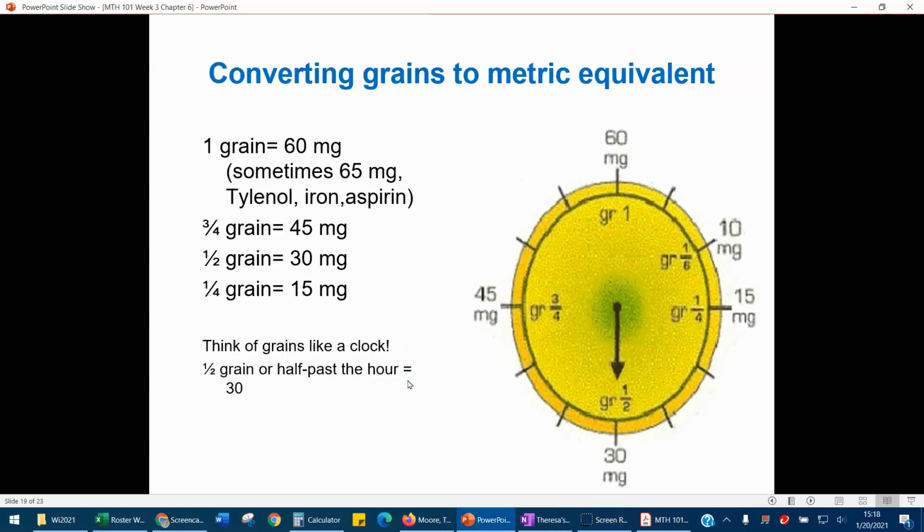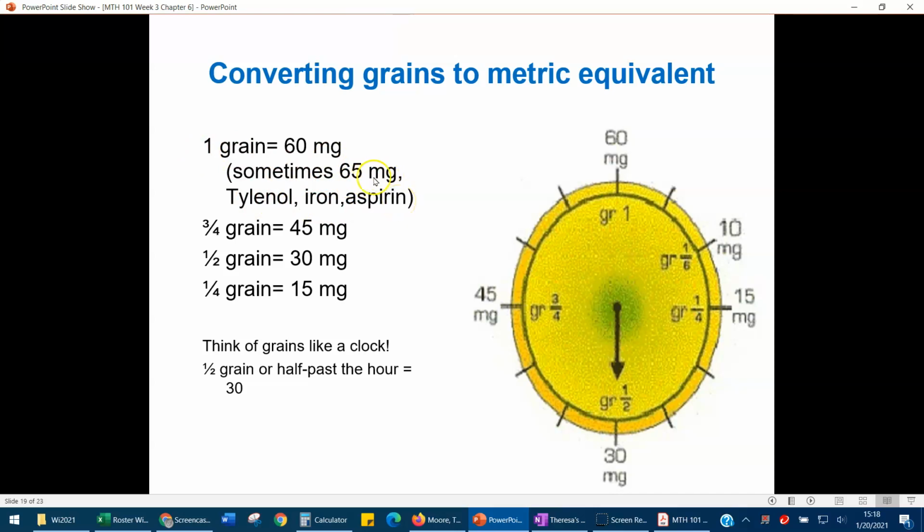So, you can use a clock. Think about 60 minutes in an hour to help you with your conversions with grains. Normally, 1 grain is equal to 60 milligrams. There are 3 instances where 1 grain is equal to 65 milligrams.